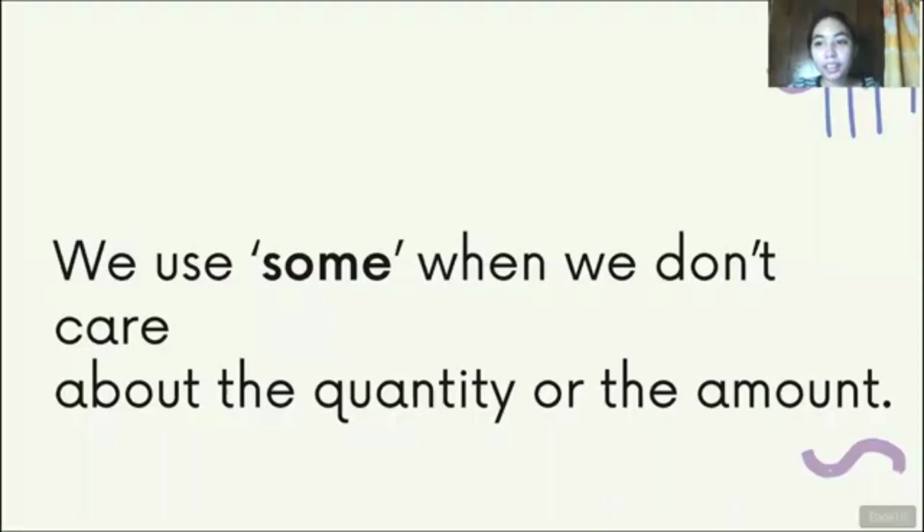Okay. Here in this conversation, the rule is we use some when we don't care about the quantity or the amount. Like, we don't care how much that something, and we don't care how many or how much that something. We only use some. We only care that there is something or there is some left, but we didn't care how much or how many it is.